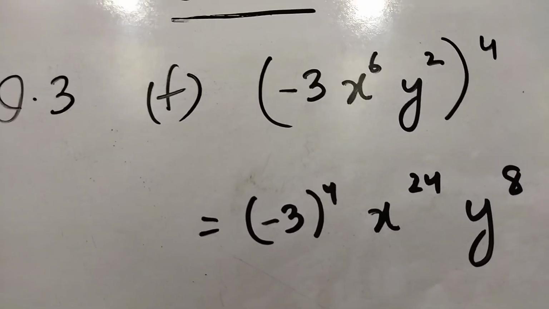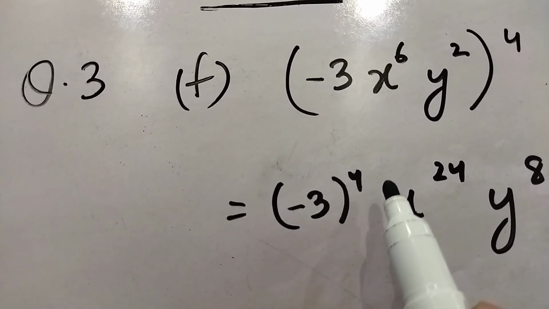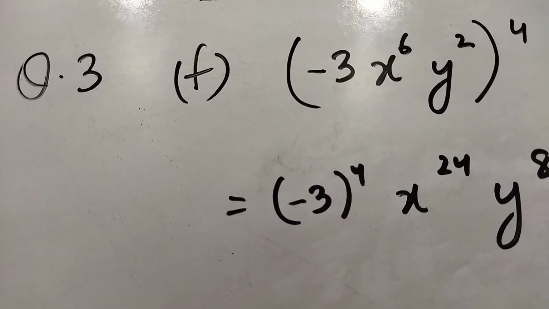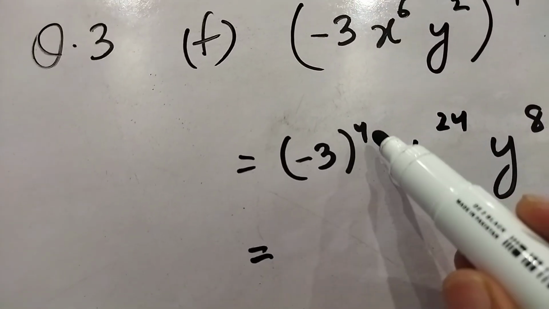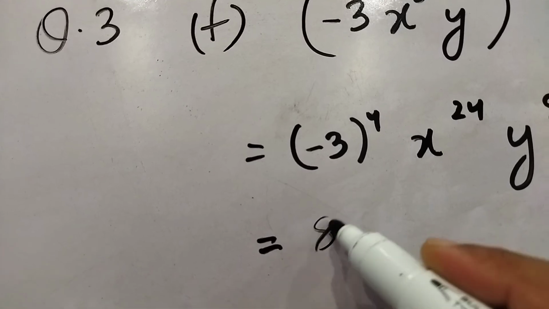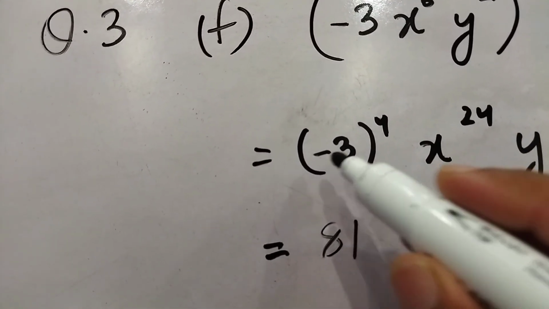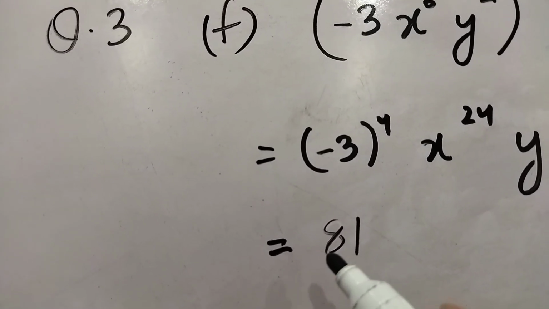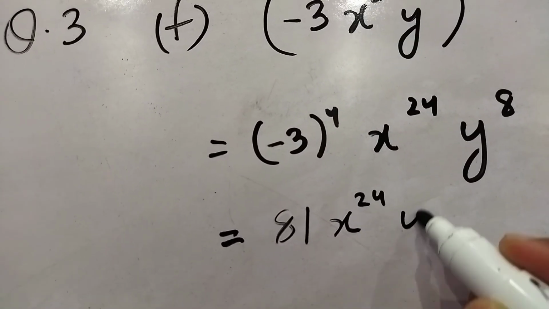Right, students? And then here we have a negative base, and I told you earlier, if it has an even index, then this base will turn to a positive integer. Minus 3 raised to power 4 is 81. And because of this even index, this base will turn to a positive integer. So we are not going to write minus 81, but 81, right? 81, x raised to power 24, y raised to power 8. This is the answer.